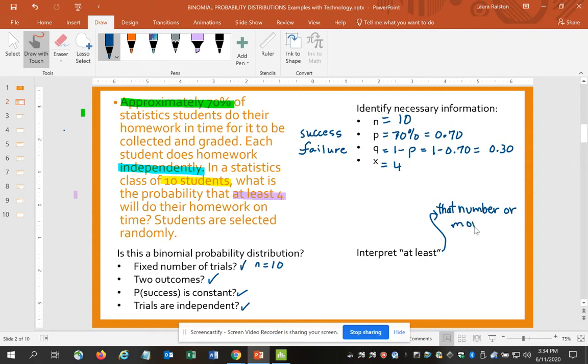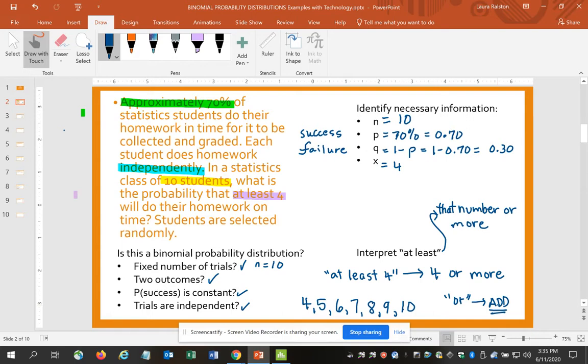So when I see the phrase at least 4, in my mind, I'm thinking 4 or more. In this case, that means I could have 4 or 5 or 6 or 7 or 8 or 9 or 10, because the total number is 10. So I can have any of those 7 options. And notice I kept using the word or, and that's important because mathematically, in relationship to probability, the word or indicates you need to add together the results for each one of those individual values.